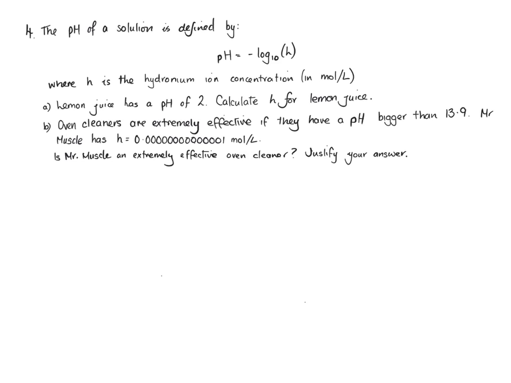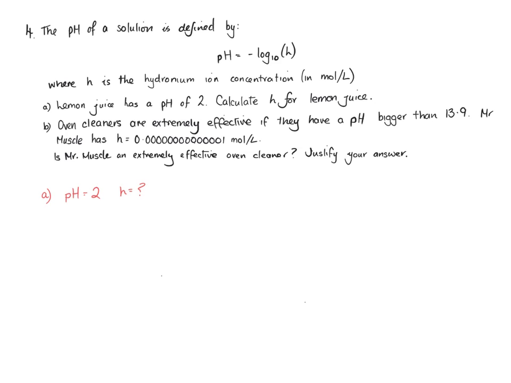Right, again, question 4 looks like it's much more complicated than it actually is. So, we've been told the pH of a solution is defined by pH equals negative log to the base 10 of H, where H is the hydronium ion concentration in moles per litre. That information, other than that equation and knowing how to use it, the rest of it, you don't need to understand, you just need to be able to pick out what we need to do and get on with it. So, we've been told that the pH of lemon juice is equal to 2, and H is what we're trying to find.